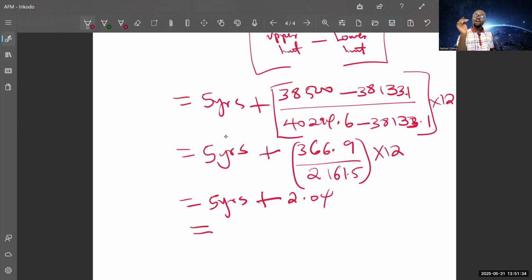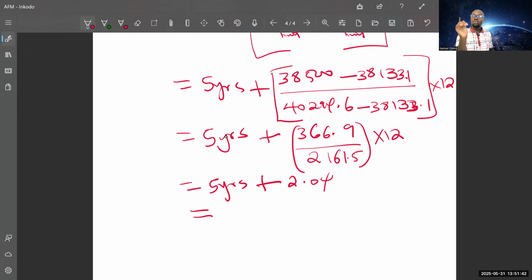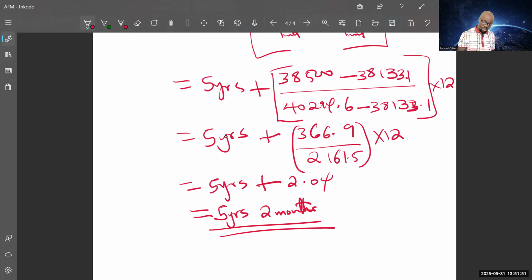So it is now clear to us that our investment of 38,500, we are going to recover it in 5 years, 2 months. So the payback period is 5 years, 2 months. That is the period it will take us to recover our initial investment of 38,500.